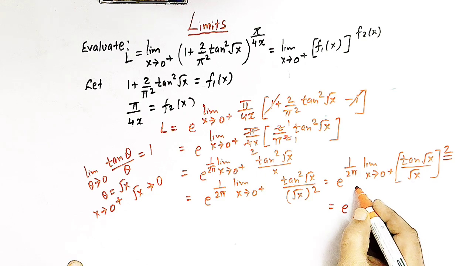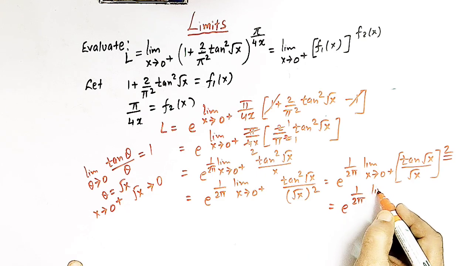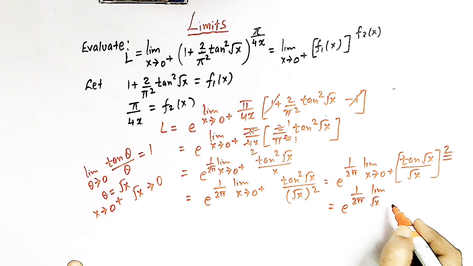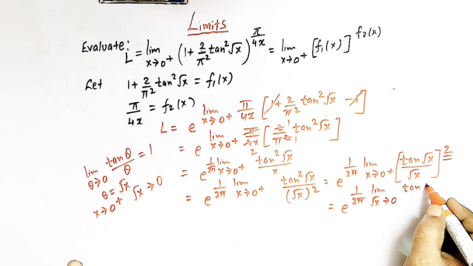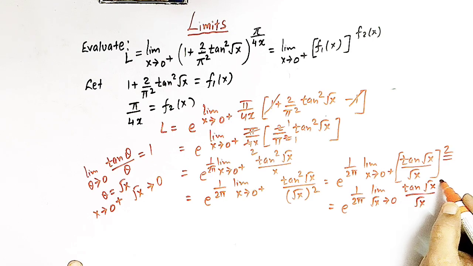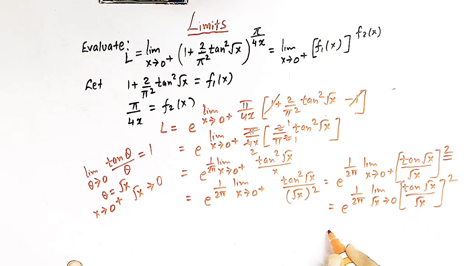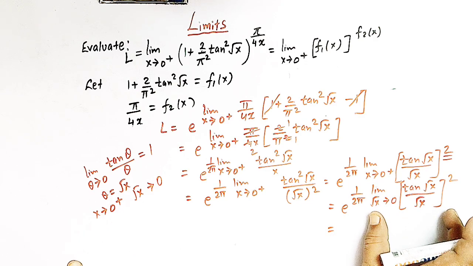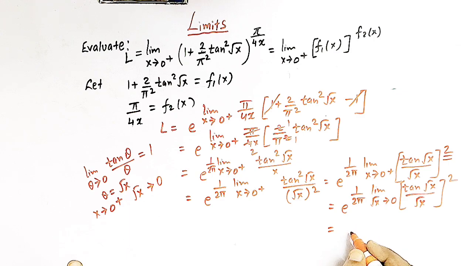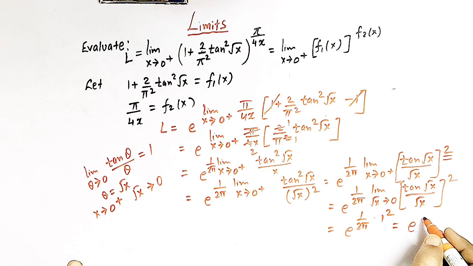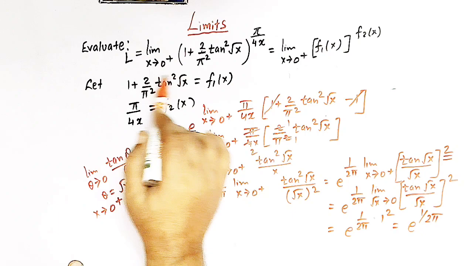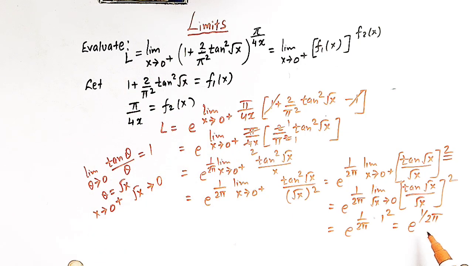So now we can rewrite this limit as 1 over 2 pi, and limit here we can write root x tends to 0, right? And here we have tan root x over root x, and this is the whole square. And now this limit is equal to 1, so we have 1 square, so we have 1 over 2 pi, and here we have 1 square, so this is equal to 1 over 2 pi, right? So the value of this limit L is equal to e raised to 1 over 2 pi.